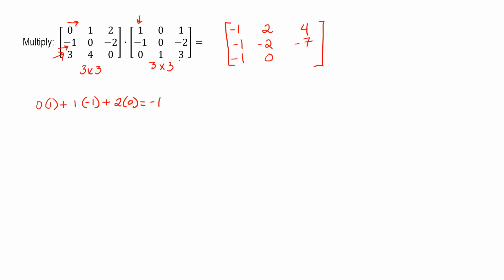Now we'll go to the last column, last row, last column. 3 times 1 is 3. 4 times negative 2 is negative 8. 0 times 3 is 0. So you've got 3 minus 8 is negative 5.